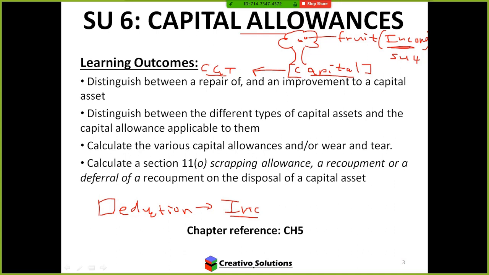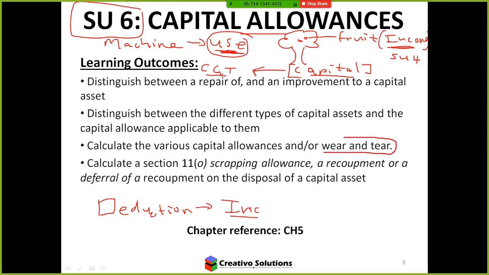If it's expense related, so for example, I buy a machine, while I use the machine, the use is going to be accounted for in study unit 6. The depreciation is provided for as an allowance. It's not called depreciation, it's called wear and tear. Those are the different allowances that can come up in this chapter. Wear and tear is the same thing as depreciation.